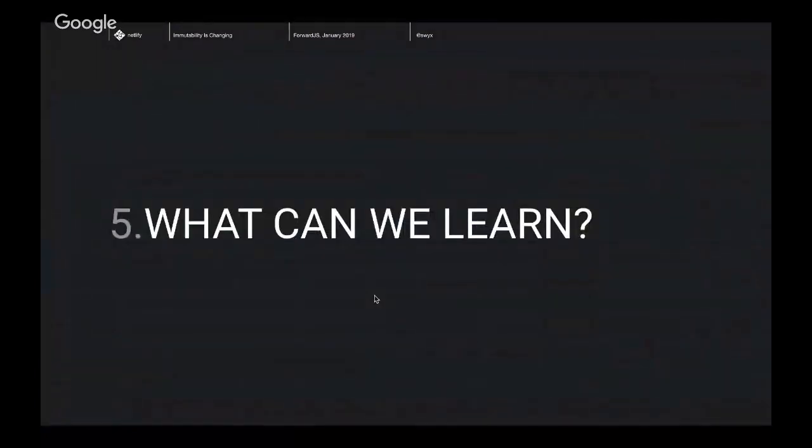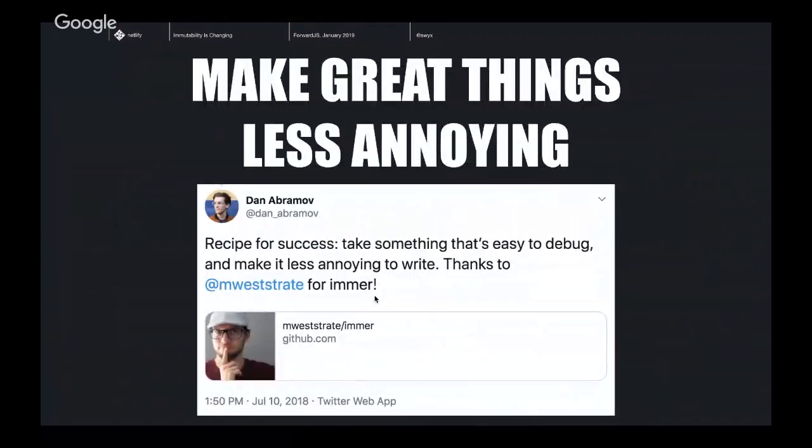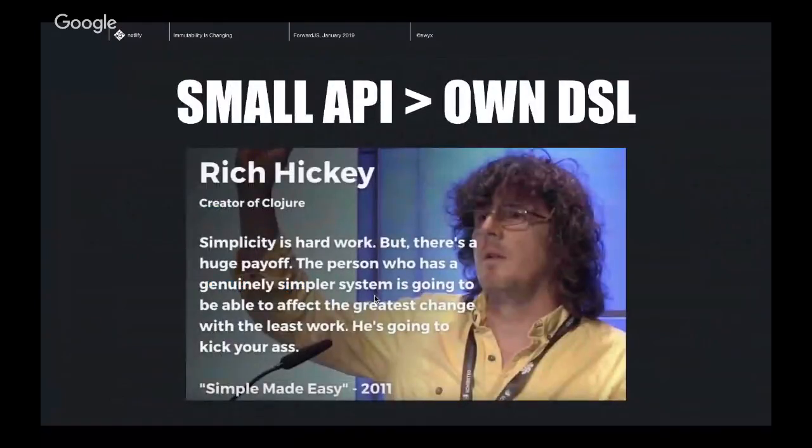So what can we learn from our general journey through this recent history? First is to take something that's successful, that people want, and make it less annoying to write. Dan Abramov did this for the Flux architecture with Redux, and definitely Immer seems to fit that vein. The other learning is that small APIs are better than writing your own domain-specific language. And that's a shout out to Rich Hickey. Anytime you mention simplicity, you have to pray to Rich Hickey.